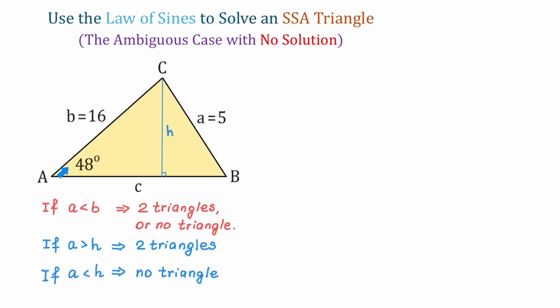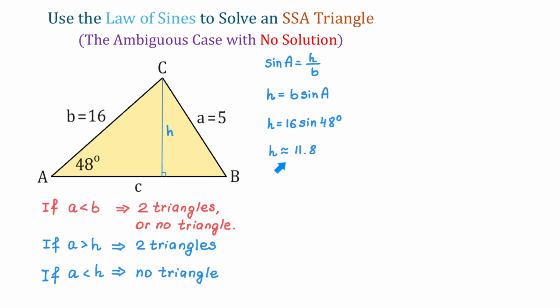So here we have a right triangle, and we can say that sine of angle A equals the opposite side h divided by the hypotenuse b. So again, sine of angle A equals h over b. If we solve for h, then we will have h equals b times sine of angle A. And if we replace, we will have h equals 16 sine of 48 degrees. Then h is approximately 11.8.